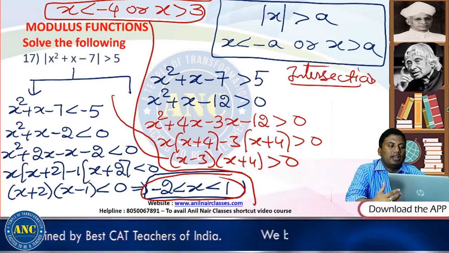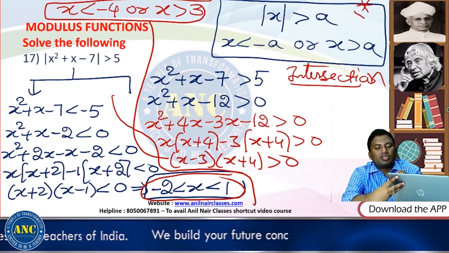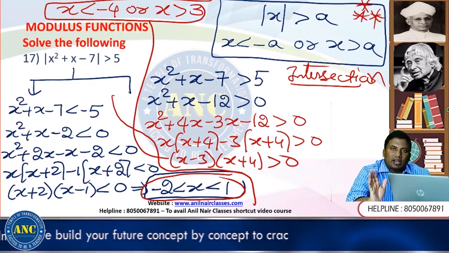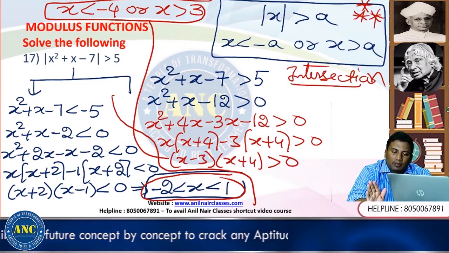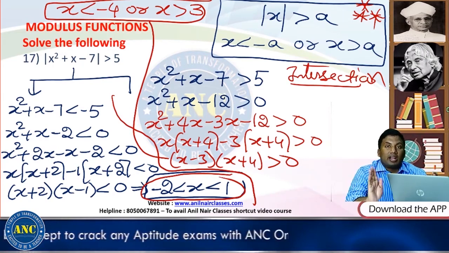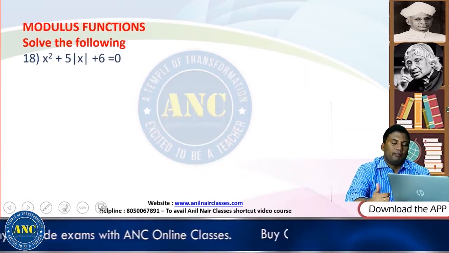I hope the idea is clear. Mod x greater than a means x is less than minus a or x is greater than plus a. So you do both the conditions and take the intersection. 17th, I hope it is clear.